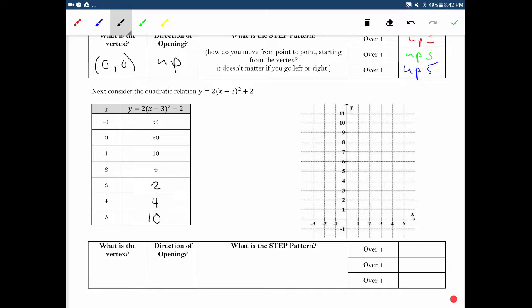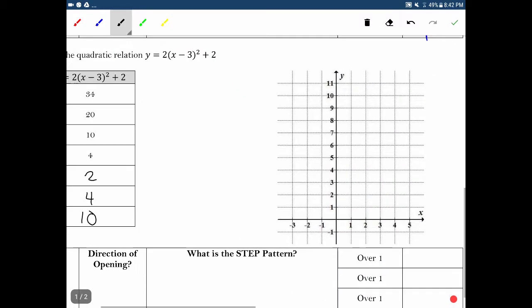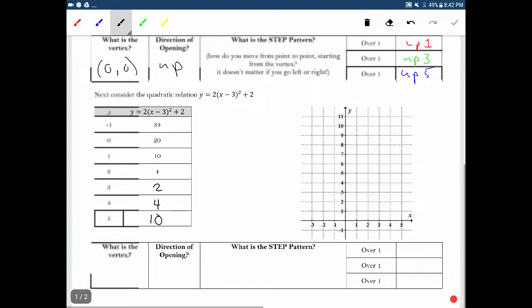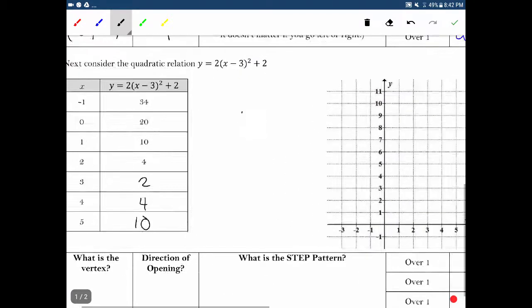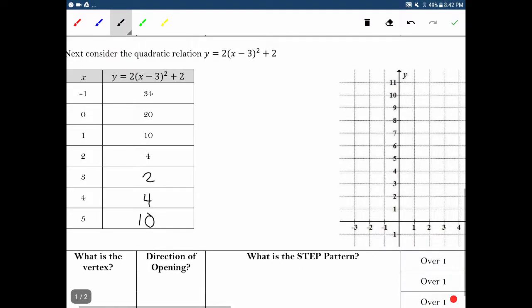So if we graph this using a table of values, we would get, hold on, I need to be able to see it. There we go. So we would get (3, 2), which is right there. We would get (4, 4), which is right there. And we get that one there.